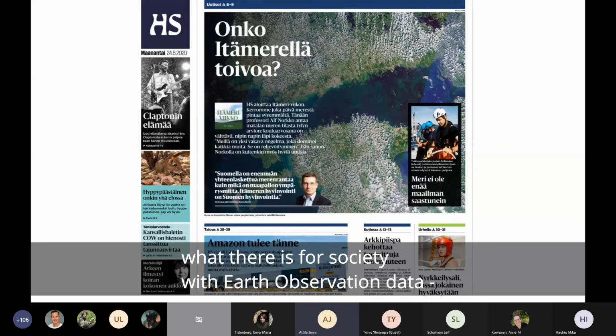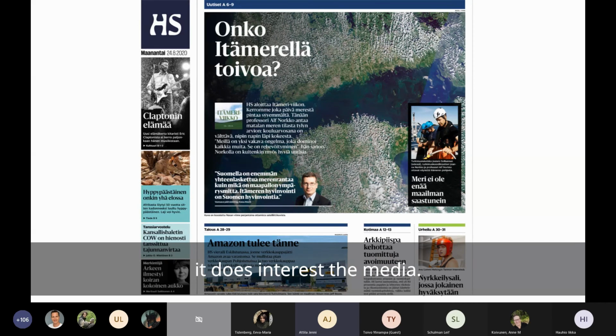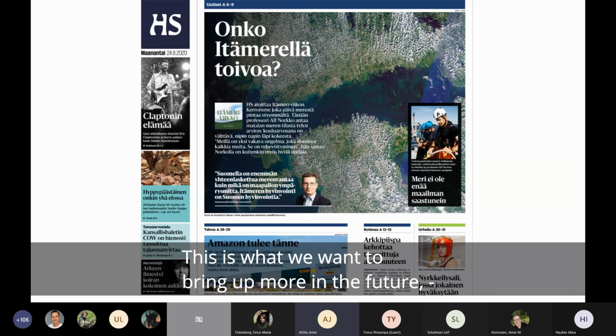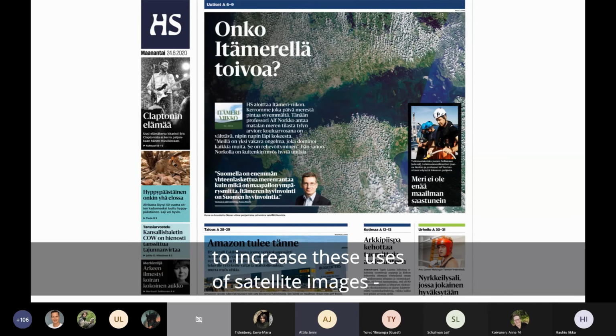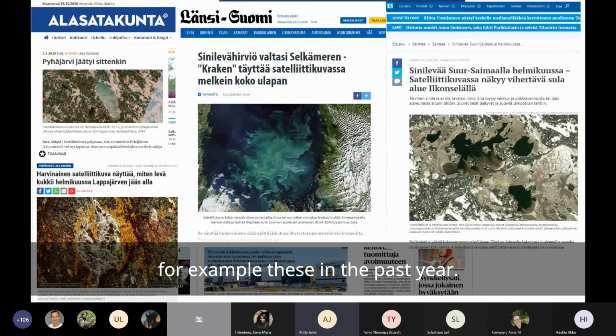Okay, but for the future, what there is for society with Earth observation data and the machine learning methods behind it does interest the media. And this is what we want to bring up more in the future, to ease up this kind of use of satellite images, as there are already lots of examples, for example, these ones from the past year.